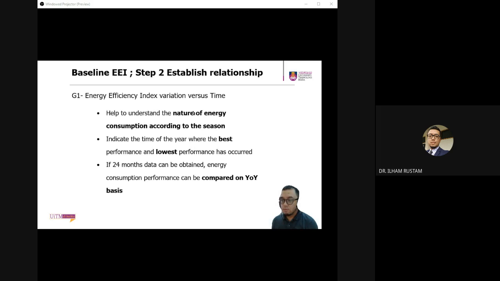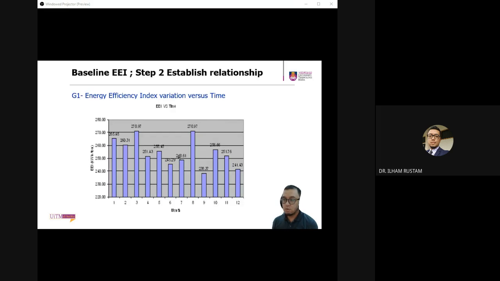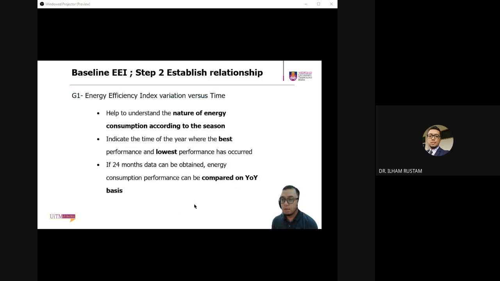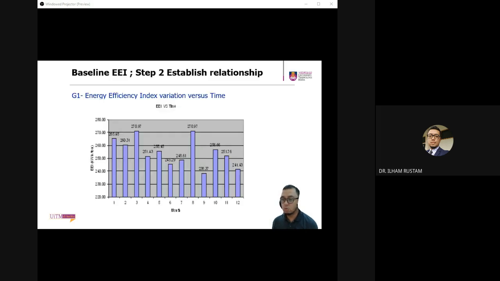So based on that versus time though, we can also determine where the best performance and lowest performance is occurring. So from this data again, March dan April ni lah paling teruk dia punya ni sebab EI dia tinggi. And then if 24-month data can be obtained, you can also use it to compare year to year. So macam ni, only 1 year.